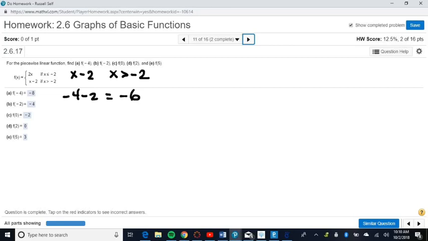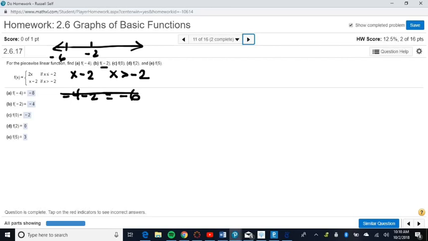Is negative 6 bigger than negative 2? Nope. Think of your number line. If you had a number line here, here's negative 2. Negative 6 would be way down here, which is smaller. We can't have it be smaller. This says it has to be bigger, so we have to reject that number.